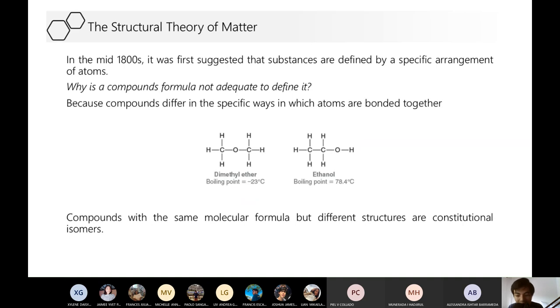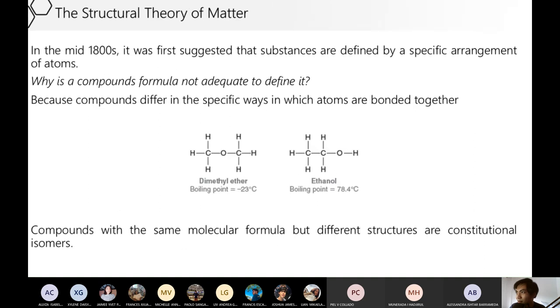Structural theory of matter. So ito yung mga precursor ng Lewis structure. So anyway, sabi nila, paano kaya nabubuo yung substances, such as the organic compounds? According to the structural theory of matter, kumbaga ang idea is that the atoms have a default possible connectivity. So kumbaga pwede siya kumonekta into certain number of atoms by default. So yun yung concept ng structural theory of matter. So by connecting different atoms, you can create different molecules.